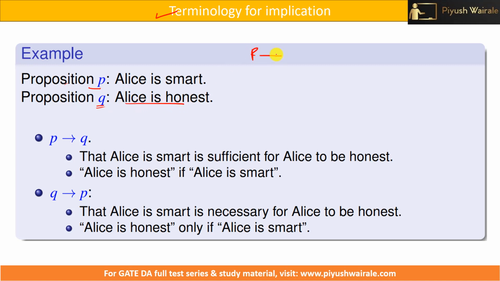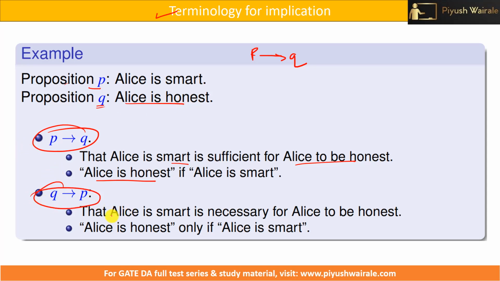So what will P implies Q give us? I can say if Alice is smart, then Alice is honest, right? The same thing I can say as: Alice being smart is sufficient for Alice to be honest. Alice is honest if Alice is smart. This is what P implies Q is, right?